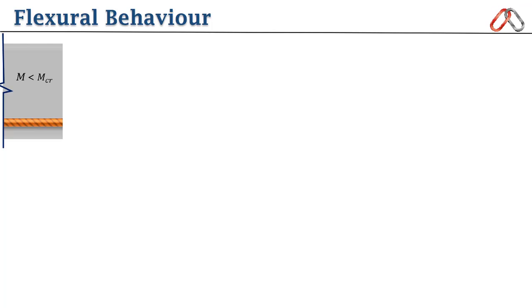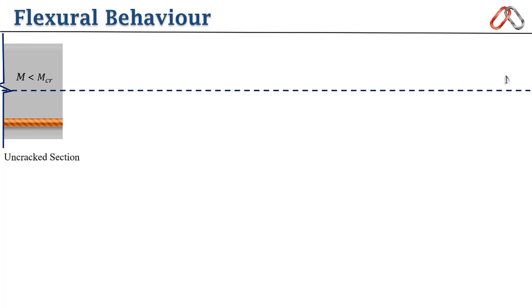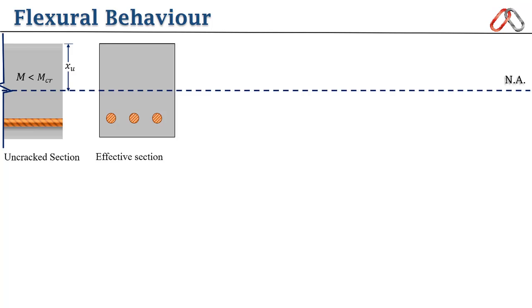Initially, let us say that the applied moment is less than the cracking moment Mcr. So we call it an uncracked section. This is the neutral axis, and the area above the neutral axis is in compression and below is in tension. The distance of the upper fiber from the neutral axis is known as Xu. This is the cross-section view of the beam. The complete area is effective to resist the stresses, so we call it the effective section. The area of all steel is Ast. The distance between the extreme fiber of tension to the compression side is the total depth of the beam.